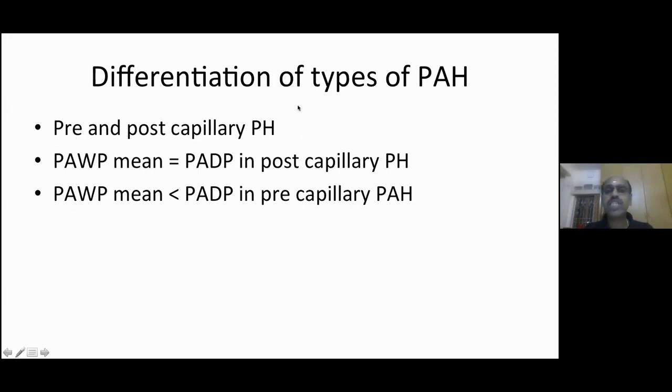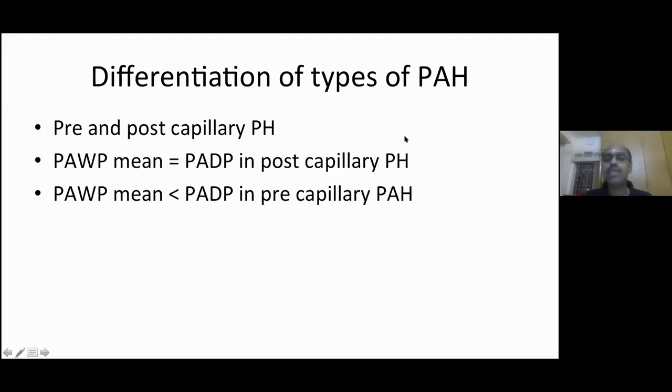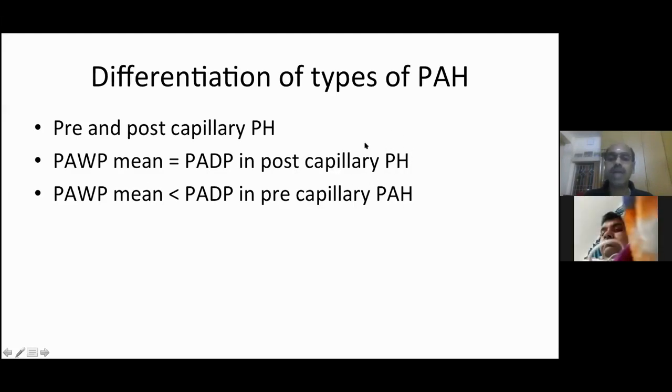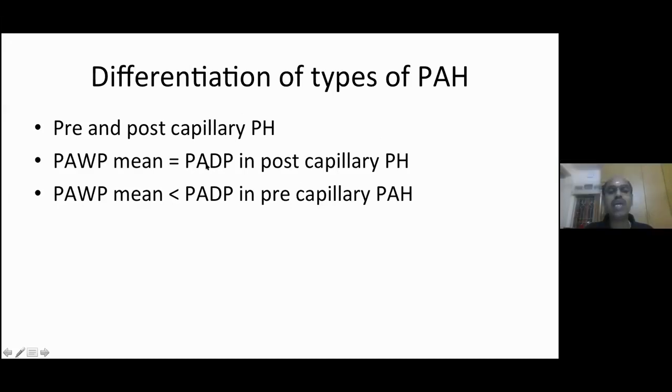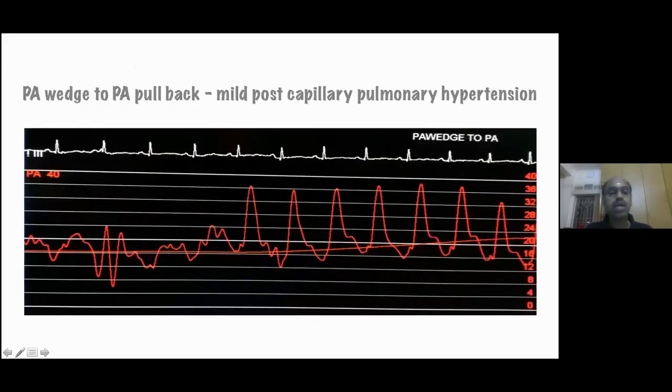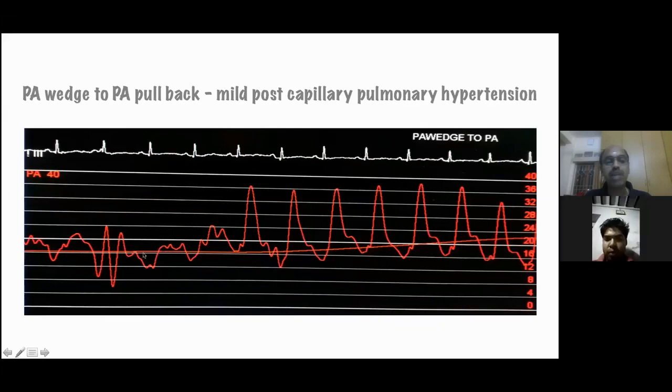Now coming to differentiation of various types of PAH, the basic difference between pre-capillary and post-capillary pulmonary hypertension. Post-capillary pulmonary hypertension is not called pulmonary arterial hypertension, it is pulmonary hypertension, wherein the PA wedge pressure is equal to PA diastolic pressure. Whereas in pre-capillary pulmonary hypertension, which is actually called pulmonary arterial hypertension, the pulmonary artery wedge pressure is lower than the PA diastolic pressure.